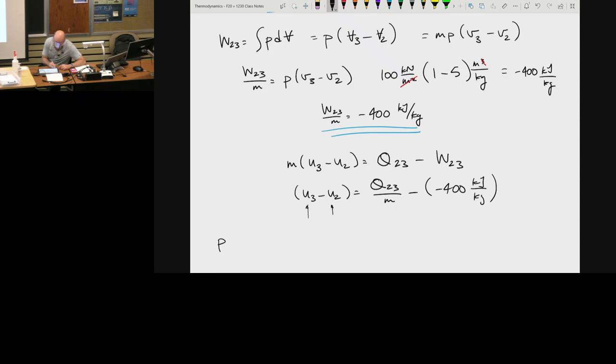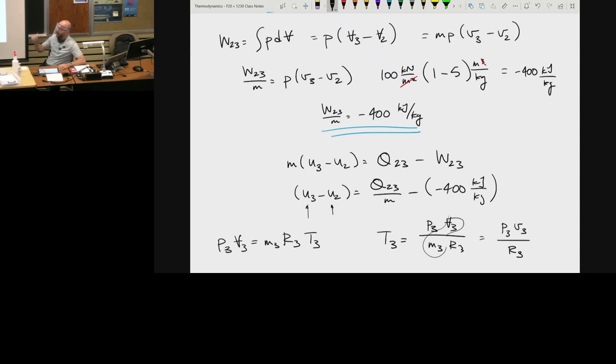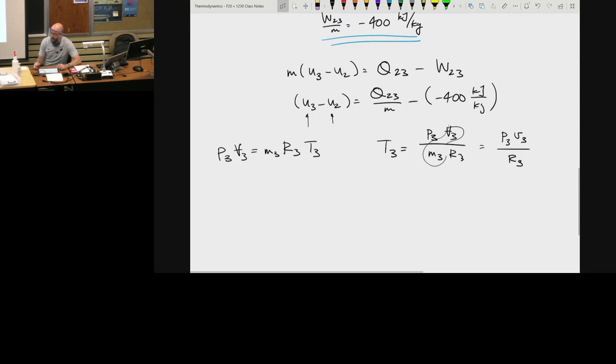I say that P3V3 is equal to M3R3T3. Look, that has temperature in it. So that's good. So let's see if we can solve for the temperature at 3. T3 is equal to P3V3 divided by mass 3 times R3. And here we have pressure 3 times specific volume 3 over the gas constant at 3. And we know each one of those pieces of information. So we can solve for our temperature at 3, and that makes us happy.